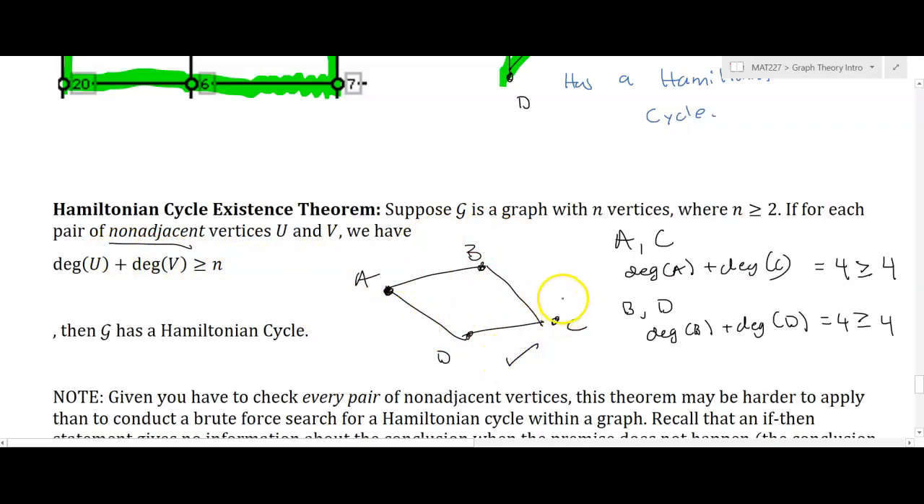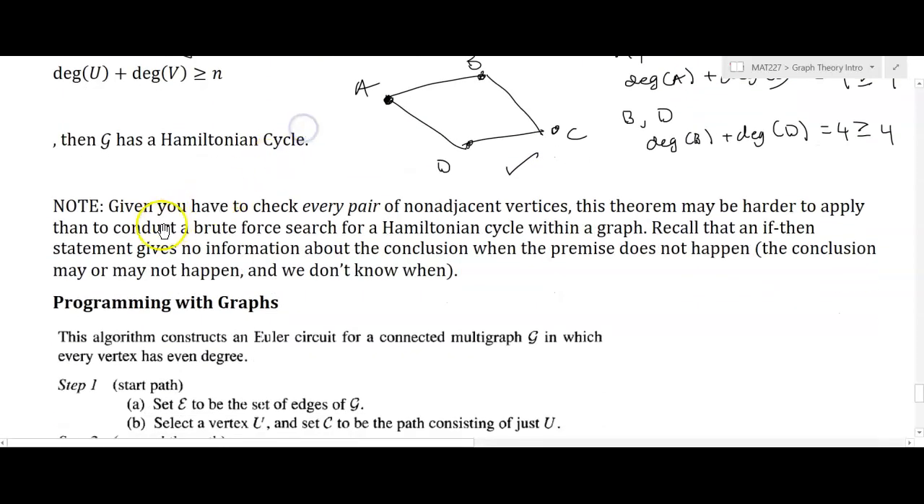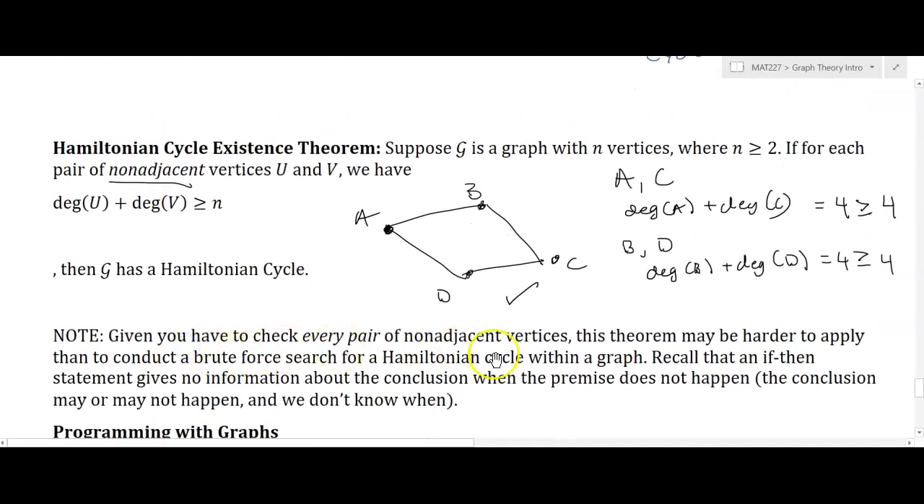You can imagine that this can become very tedious if you have hundreds or thousands of vertices in your graph. Given you have to check every pair of non-adjacent vertices, this theorem may be harder to apply than to conduct a brute force search for a Hamiltonian cycle within a graph. So there are algorithms out there that will help us find these, and just because this theorem is not satisfied, even if it doesn't pass, doesn't mean that the graph doesn't have a Hamiltonian cycle. It just means that if this condition is satisfied, then it does have a Hamiltonian cycle. If this isn't satisfied, we just don't know.